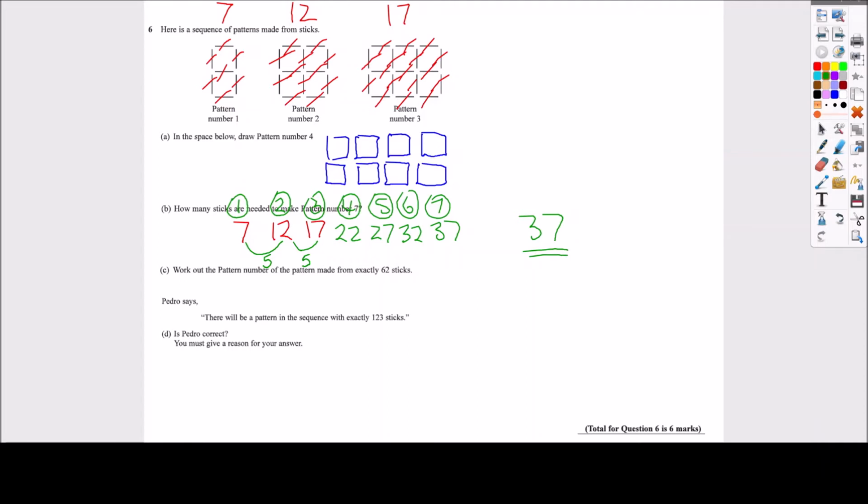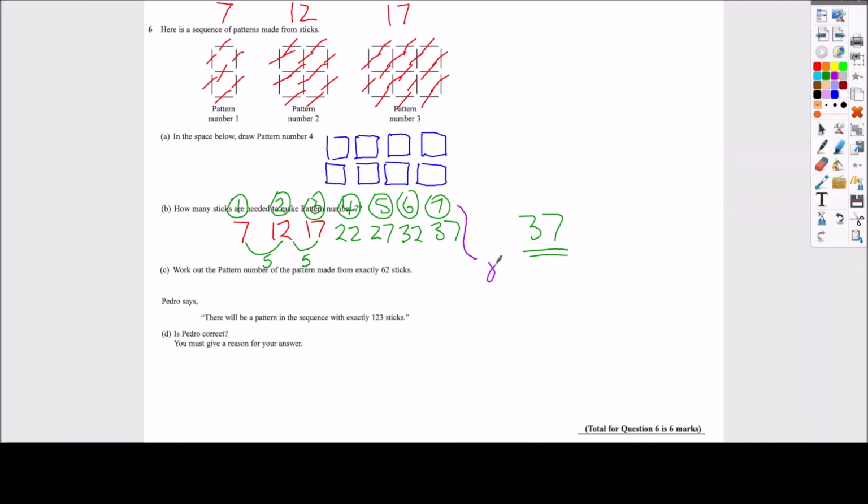Part C, work out the pattern number of the pattern that makes exactly 62 sticks. Now we could do the nth term rule here and just go back to working that out and setting it equal to 62. But given it isn't that many numbers, I think I would just be tempted to carry on with this pattern here.